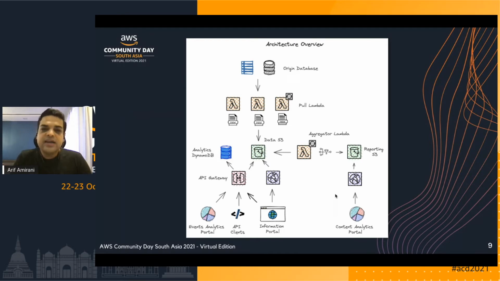So the data comes into S3, and if you notice this block, which is the CloudFront, that's where data was served directly to the information portal. The information portal was a React application that just made a call to the backend using a standard CloudFront URL, pulled the JSON and rendered the information.